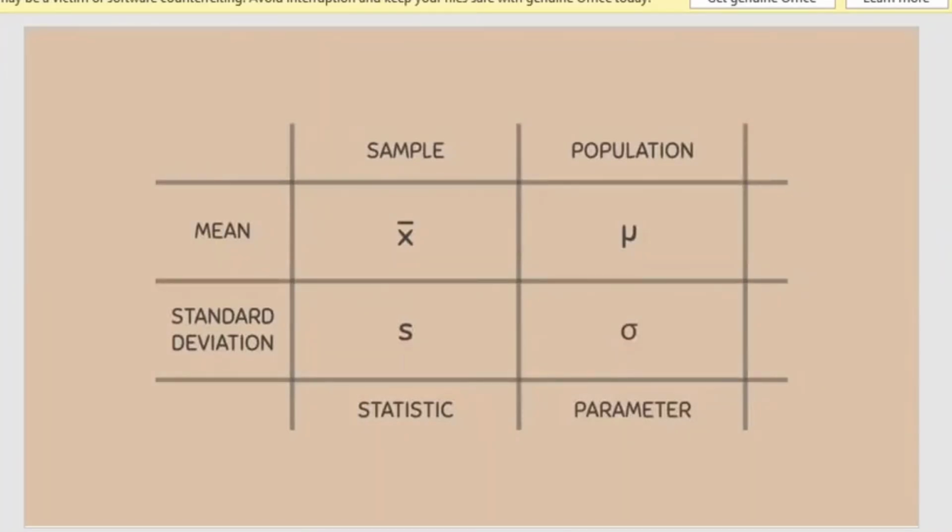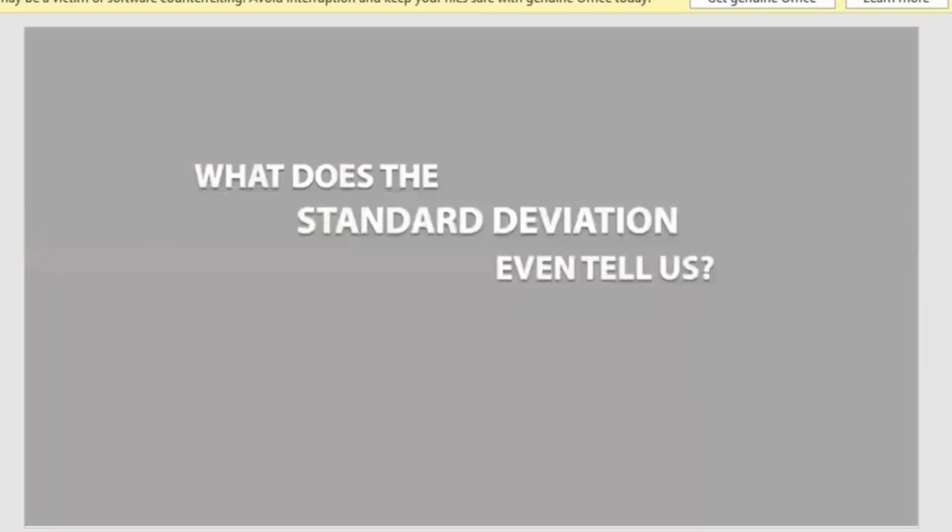Okay. Now, with respect to the statistics, samples are given as sample statistics and populations are called population parameters. Right?